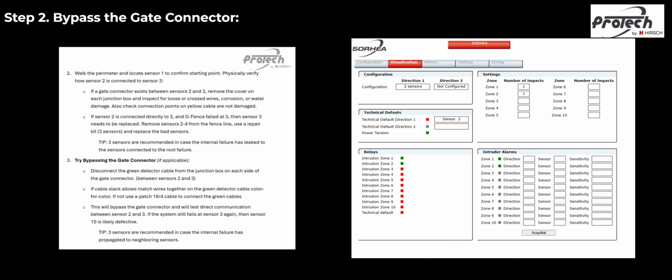If cable slack allows, match wires together on the green detector cable, color for color. If not, use a patch 18.4 cable to connect the green cables. This will bypass the gate connector and will test direct communication between sensors 2 and 3. If the system fails at 3 again, then sensor 3 is defective.